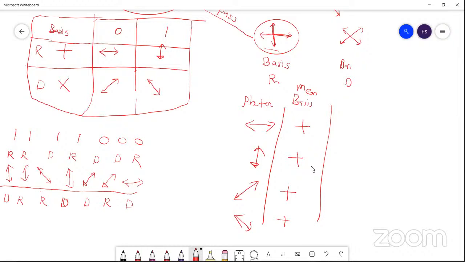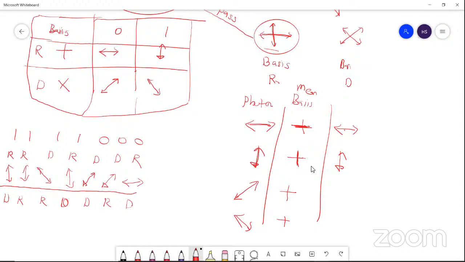So what I'm saying is that the photon is prepared in these states, horizontally polarized, and we are measuring in plus basis. So what will we get? Plus only. If we are preparing in vertical and measuring in this plus basis, then we will get the same thing. This will pass through this line. Think of this vertically polarized photon: it will align with this axis, and it will pass.